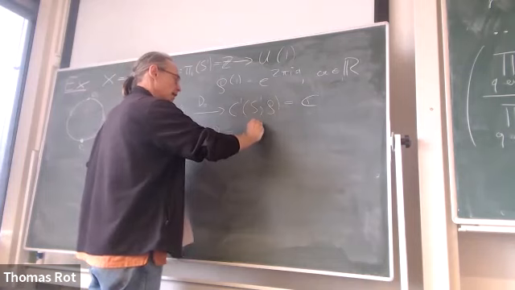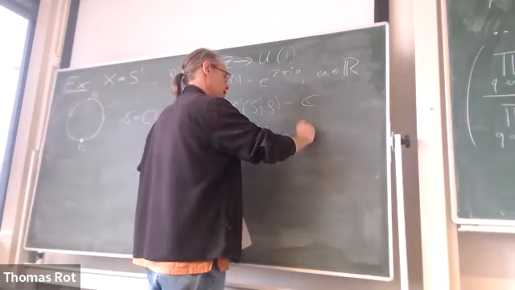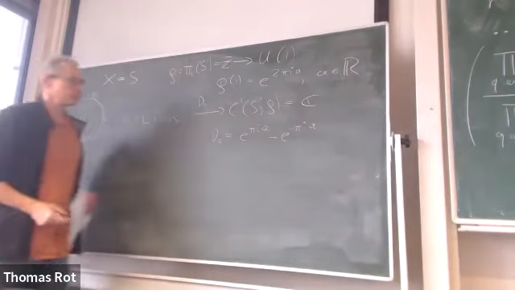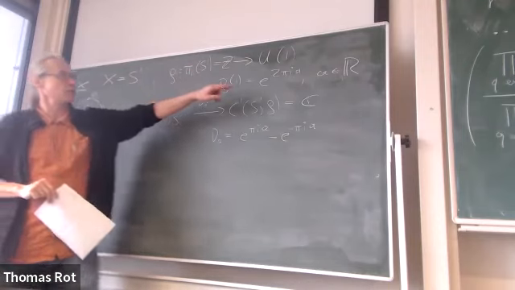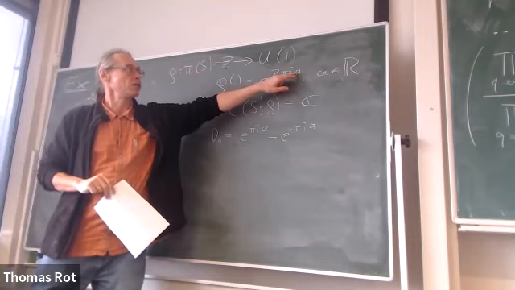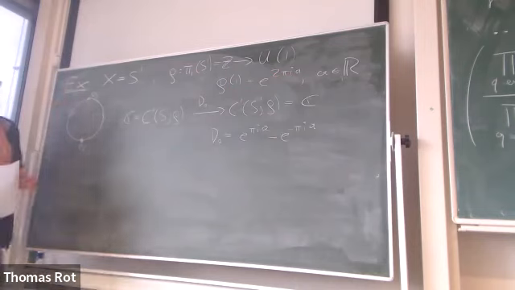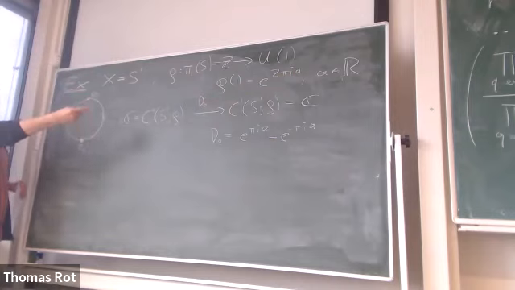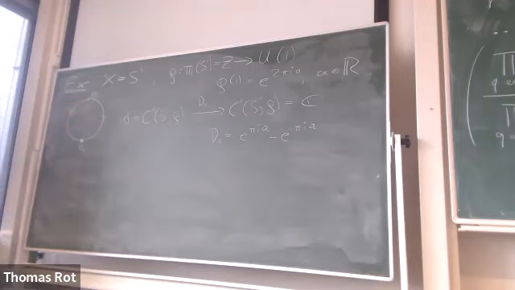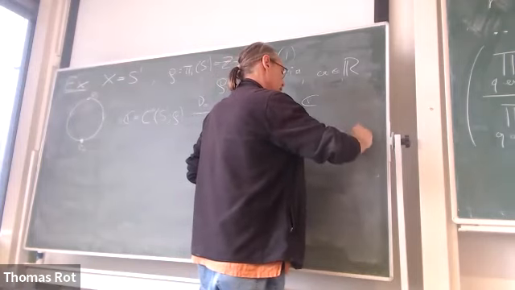e to the pi i a minus e to the minus pi i a. If the representation here has monodromy e to the 2 pi i a, so running around the full circle, you get this contribution, and here it is split up such that running around half the circle gives you half the contribution, and running around the other half gives the other contribution. So you can rewrite that if you want as 2i sine of pi a.